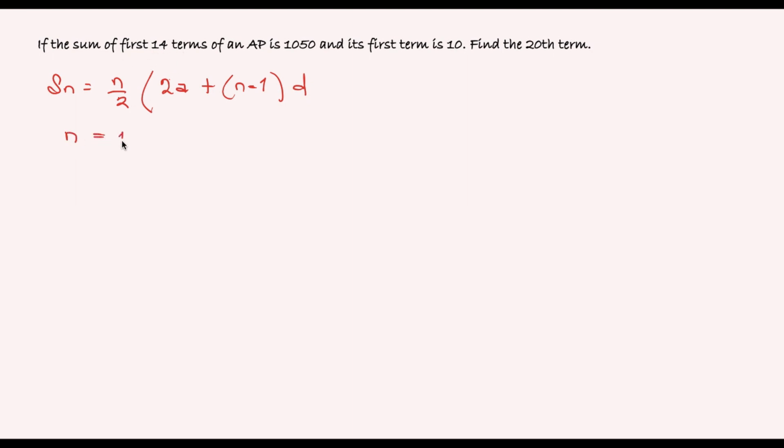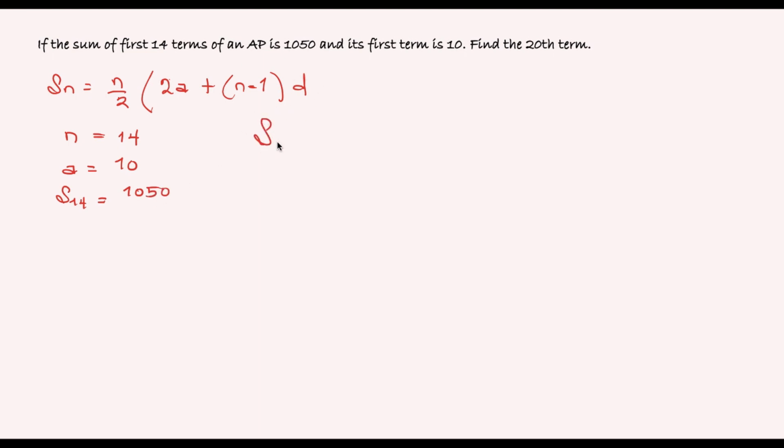So n here is going to be 14. And our a, we've been told that the first term is equal to 10. So our a here is equal to 10. And we know that the sum of the first 14 terms, S14, is equal to 1050. So here, first, let's find our common difference.